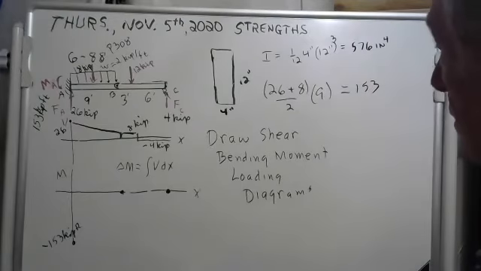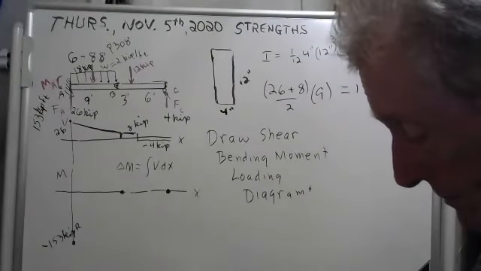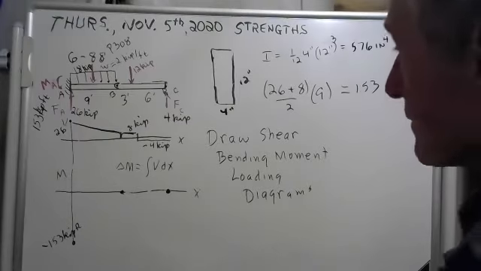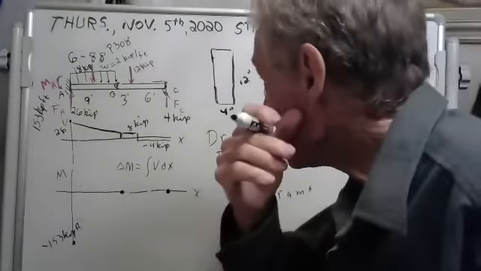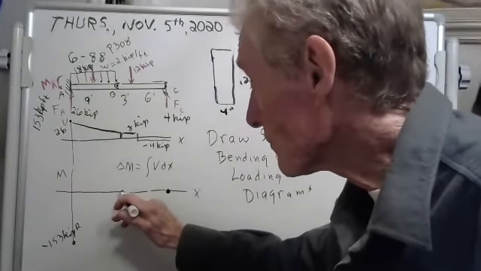Is that what you guys get? Let me do that again. 26 plus 8 divided by 2 times 9. Yeah. We're going to increase by 150. Well, that brings us up to 0.